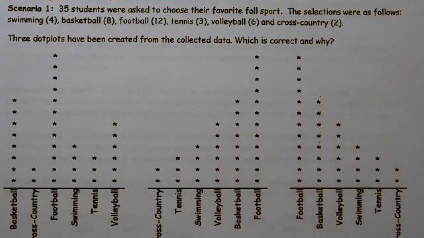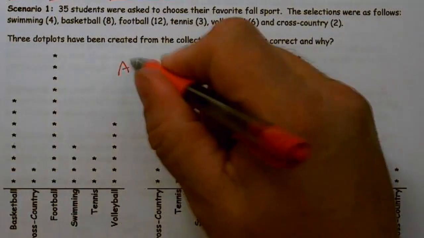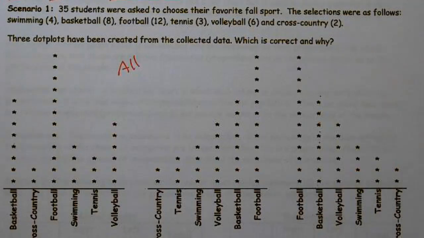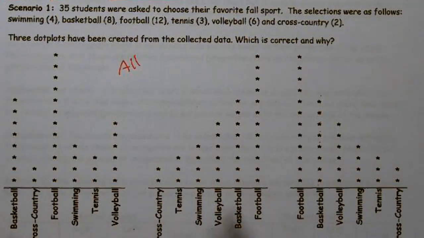Now my question to you is, I have 3 different dot plots, which is correct? That's kind of a trick question, because every single one of these is actually a correct display. This one is set up in alpha order. I could have set it up in reverse alpha. This is set up from least to greatest, and this is set up from greatest to least.